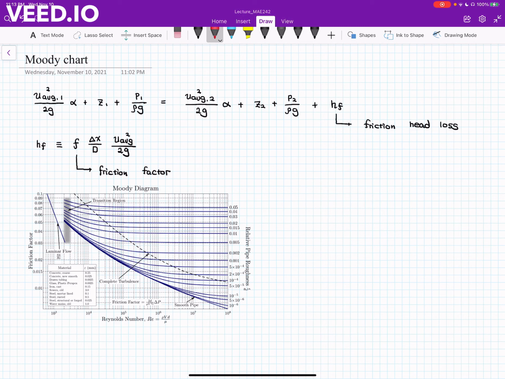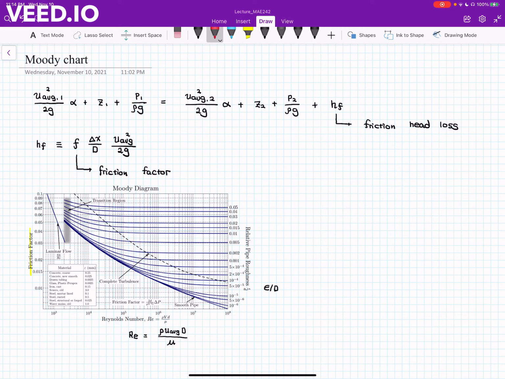So this Reynolds number, following the notation that I used in the lecture, is the density times average velocity of the pipe at a constant cross section times the diameter of the pipe divided by molecular viscosity, and the relative roughness is basically the average roughness height divided by the pipe diameter. And here we are interested in finding the value of the friction factor on the vertical axis on the left hand side.